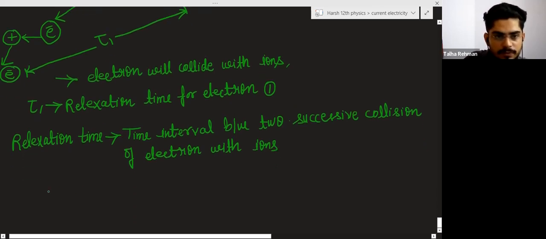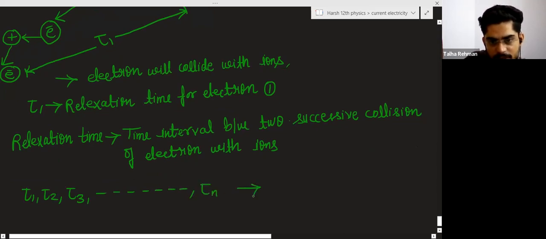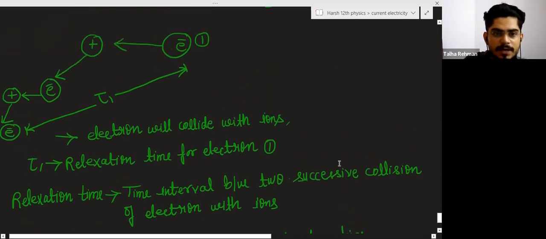So tau 1 is the relaxation time for electron 1. Similarly, tau 2 is the relaxation time for electron 2, then tau 3, tau 4, and since we have n number of electrons, we can take tau n. These are the relaxation times.